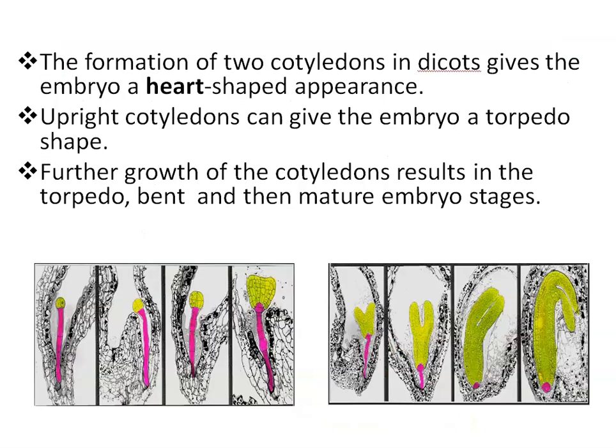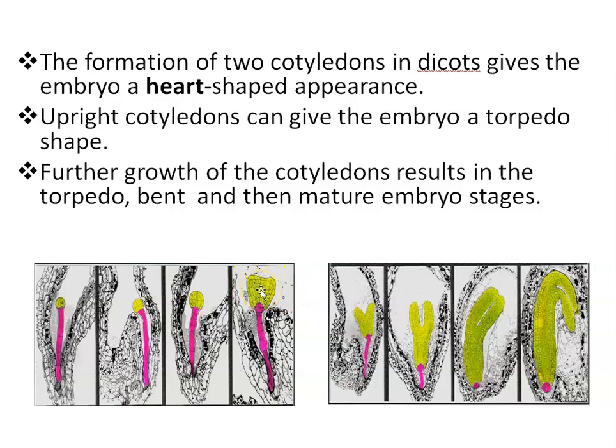The globular shape of the embryo is then lost as the cotyledons begin to form. Just look at this diagram. Here, 2 cell stage of the embryo, right? Then 2 to 4 cell stage. This is the globular stage of the embryo. So this globular stage of the embryo is then lost as the cotyledons begin to form.